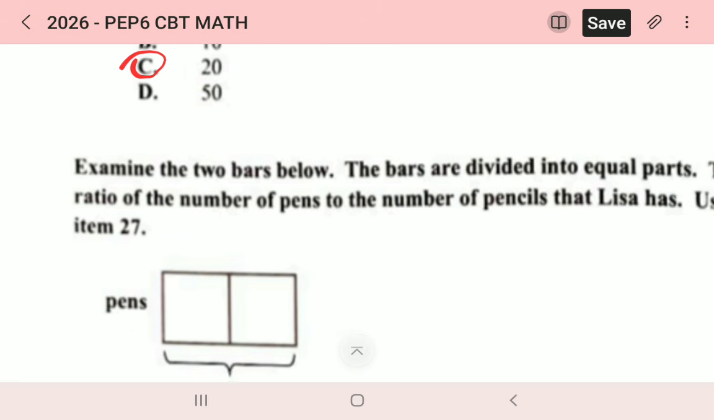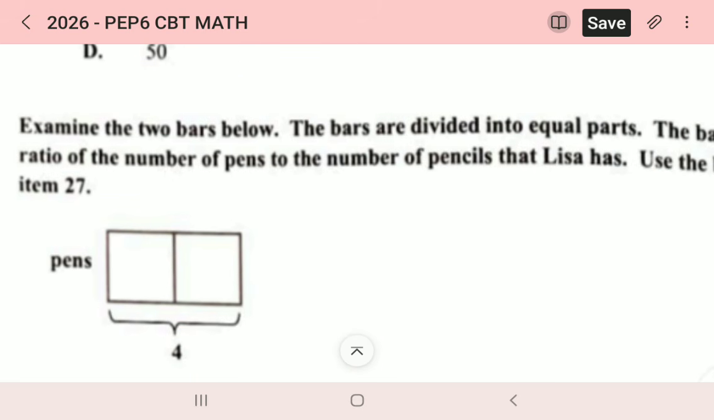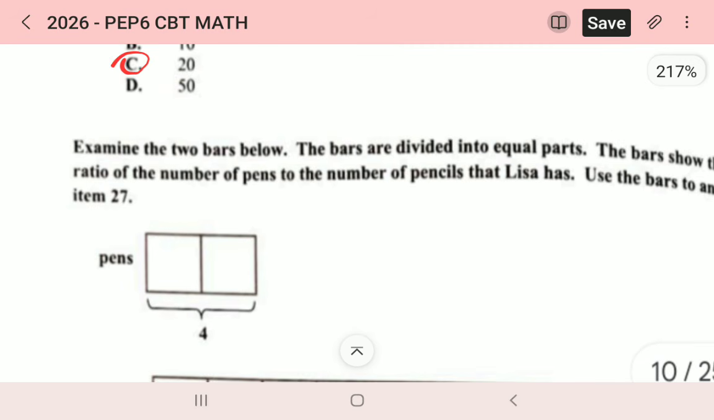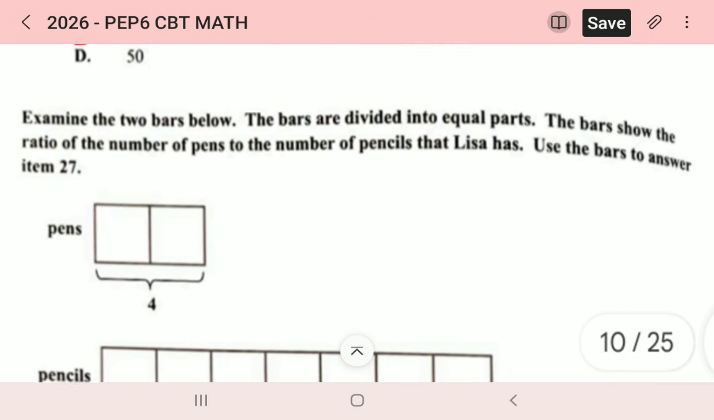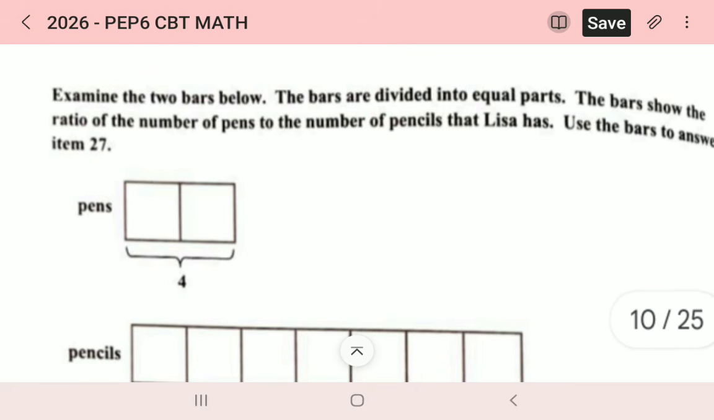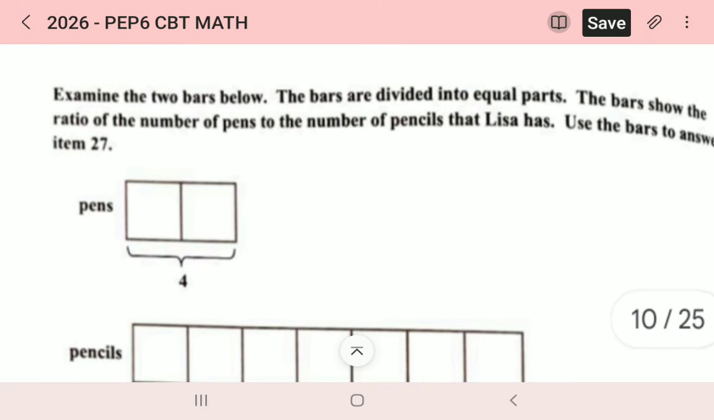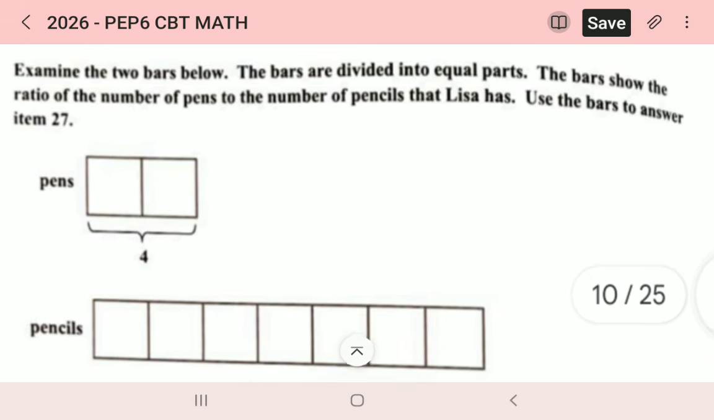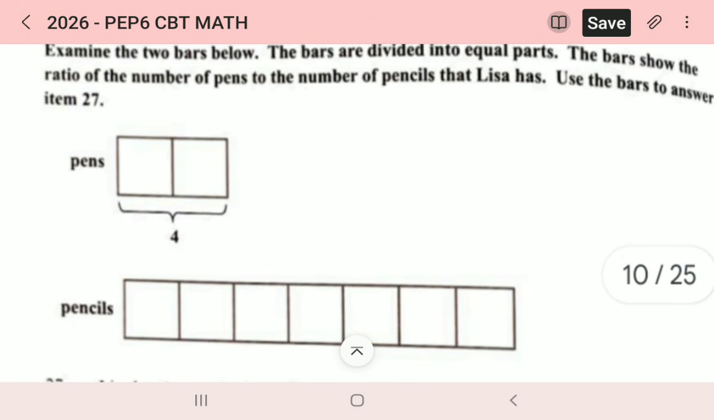All right. Examine the 2 bars below. The bars are divided into equal parts. The bars show the ratio, some say ratio, some say ratio, of the number of pens to the number of pencils that Leah or Lisa has. Use the bars to answer item 27.